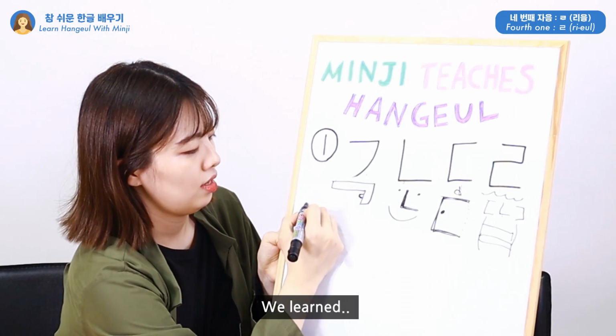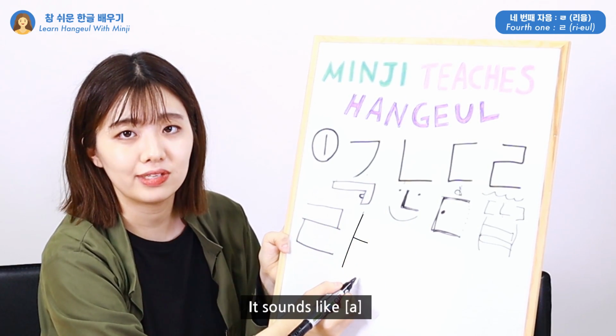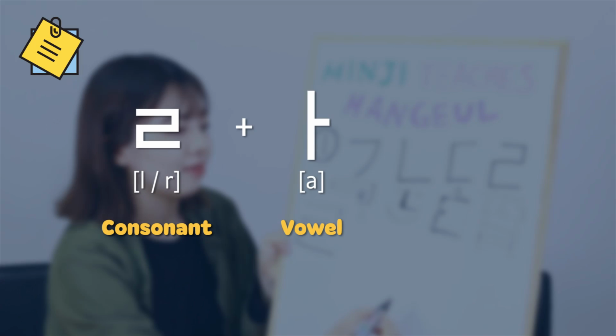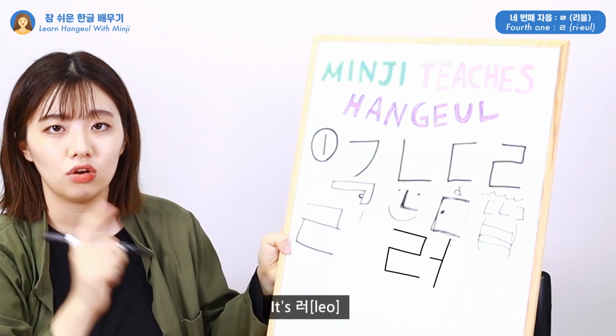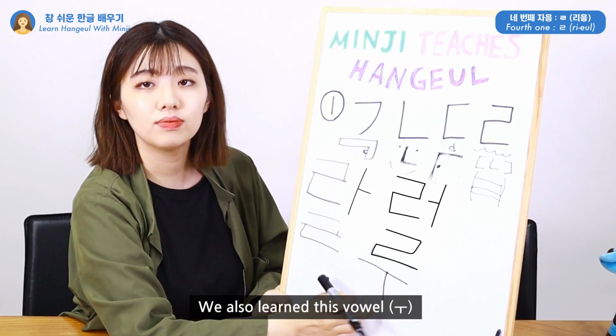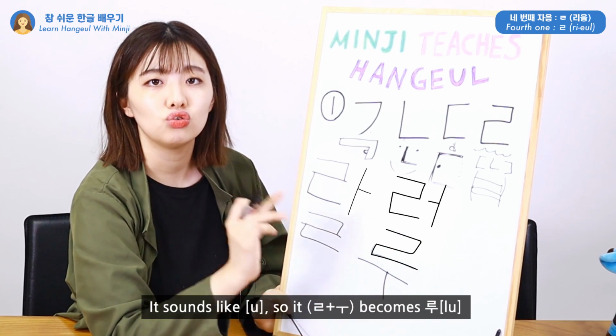We learned this vowel, right? It sounds like A, so it sounds like la, la. And what about this? It's lo, lo, lo. We also learned this vowel. It sounds like U, so it becomes lu, lu.